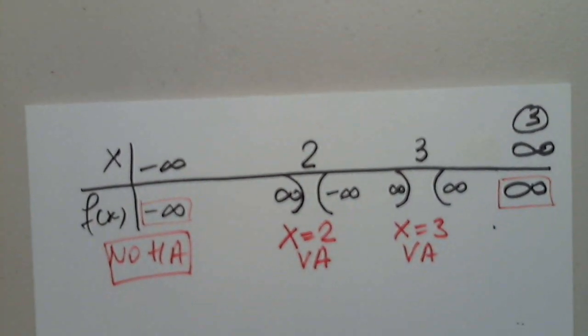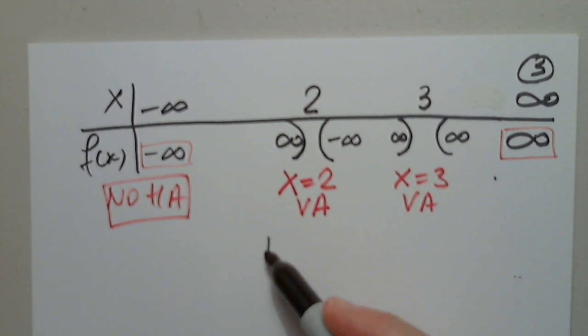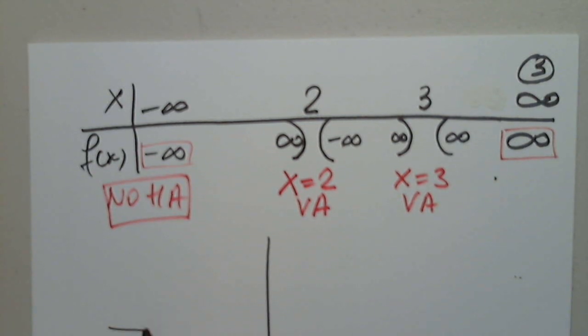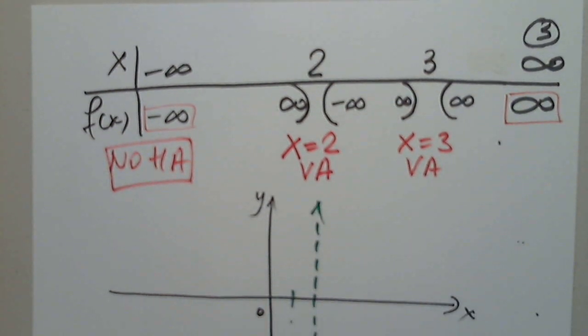Okay, so now we're ready to graph. When we graph functions with asymptotes, what do we need to graph first? The asymptote. Yes, thank you. So x equals 2. And we write x equals 2, so it's clear. It's not part of the graph. It cannot be a solid line. And x equals 3. Perfect.